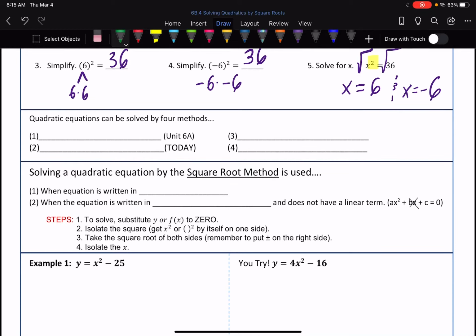Hey guys, it's Miss Adams again, and we're looking at lesson 6B.4, solving quadratics by square roots. So the learning target for the day is to figure out how we can solve quadratics in both vertex form and standard form using the square root method.